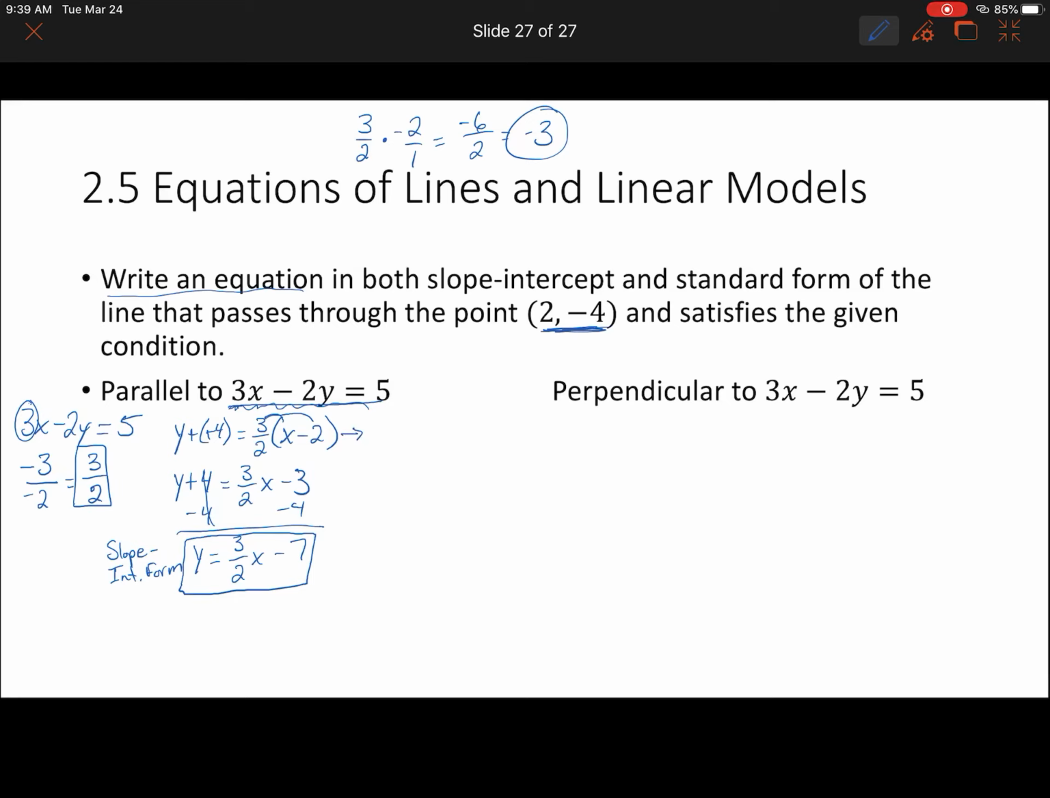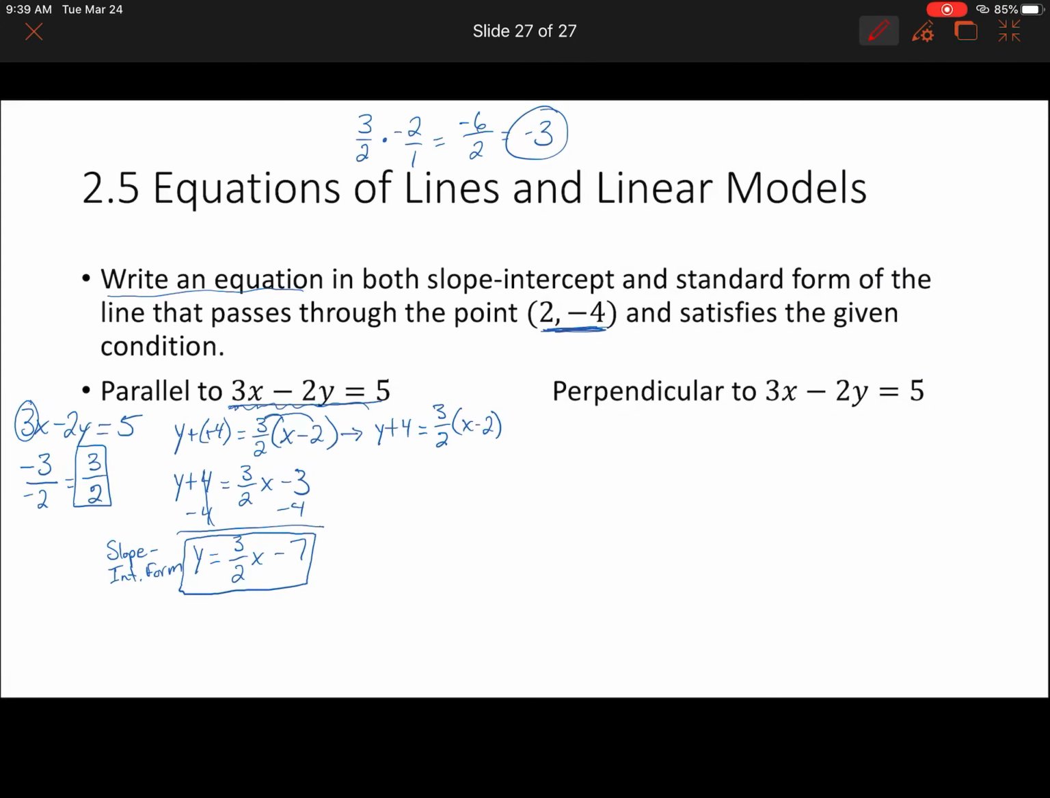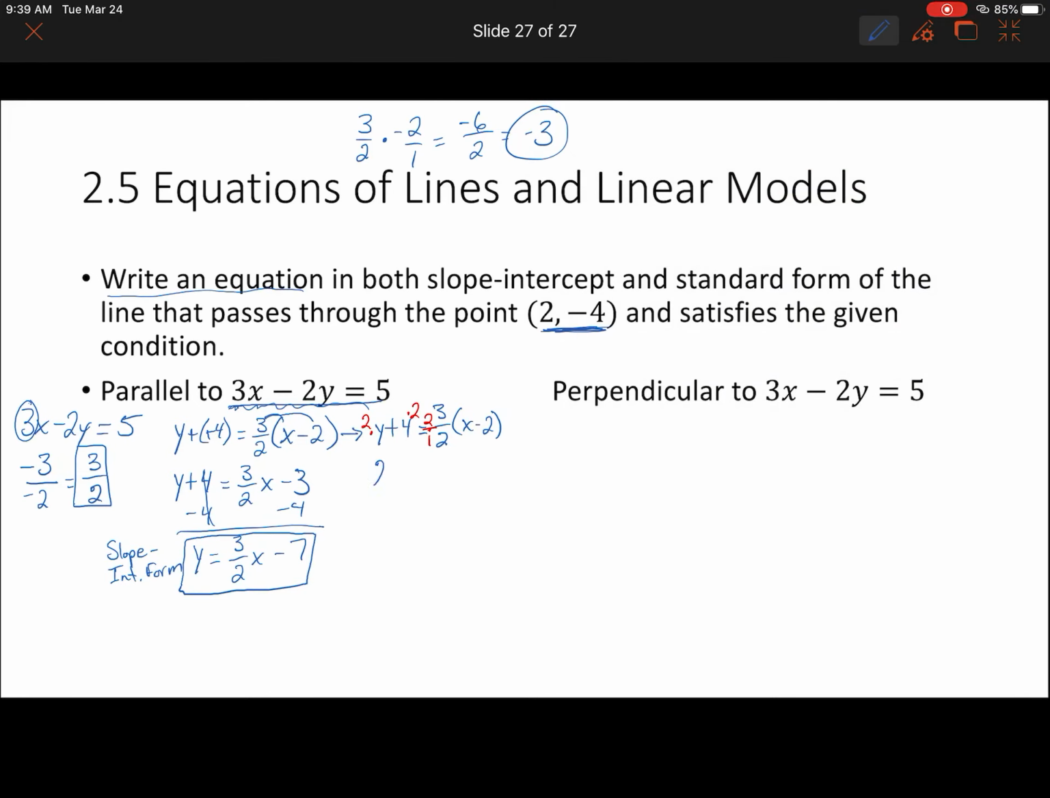Now, it also asks us to find the standard form. So we can take this equation and rewrite it: y plus 4 equals 3/2 times x minus 2. And if you remember, to put it in standard form, we need to multiply everything by the 2 because we've got to get rid of the fraction. And so multiply the y by 2 and the 4 by 2 and then this fraction by 2 as well.